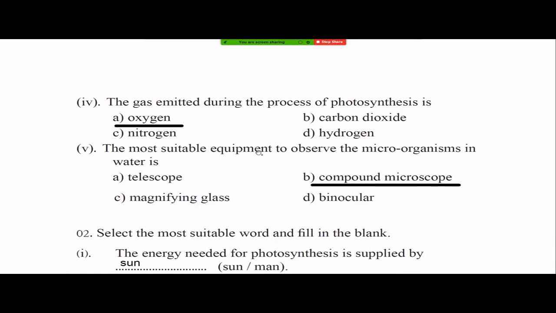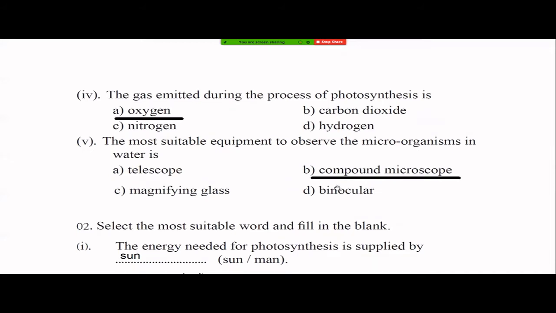Next one. The most suitable equipment to observe the microorganisms in water. Microorganisms we cannot see with our naked eye, right? When it comes to living organisms, plants were there, animals were there, and microorganisms were there. To see microorganisms, we use the compound microscope. Hope you remember our experiment with pond water, where we checked how microorganisms are there. And we talked about permanent slides also, where you can see colored microorganisms as well.